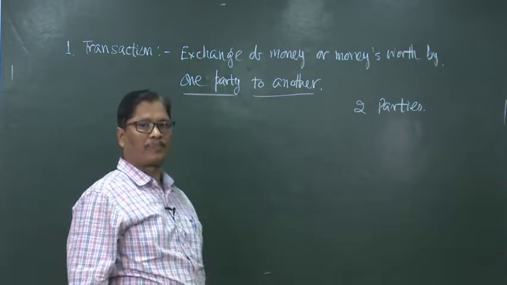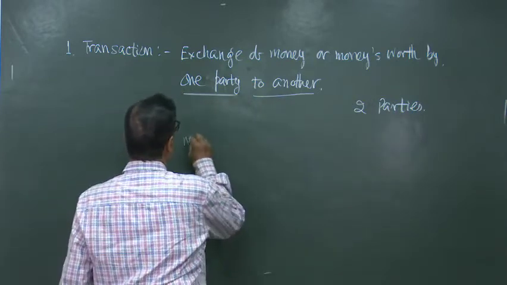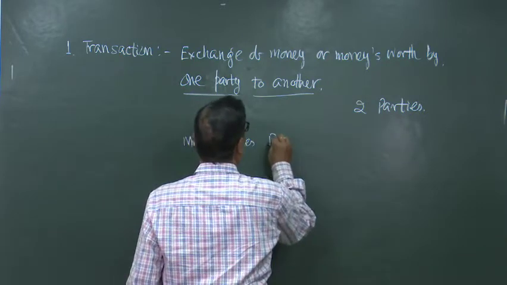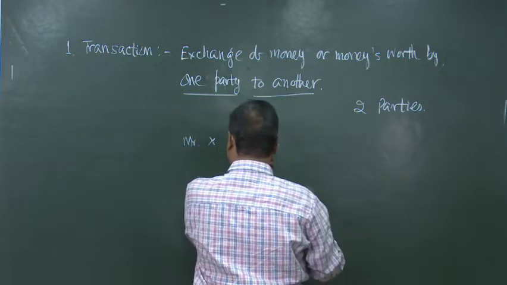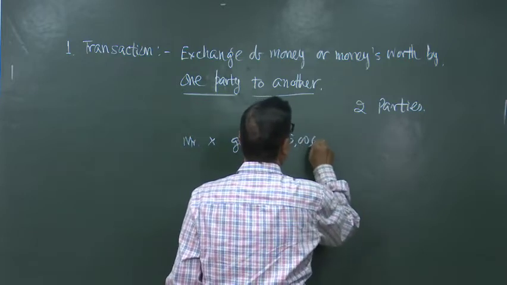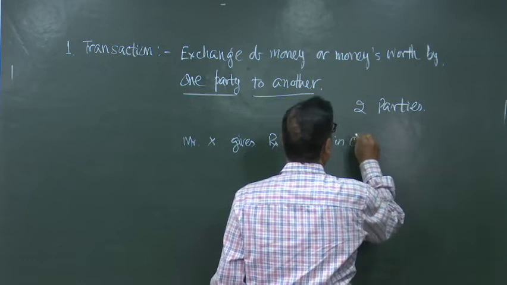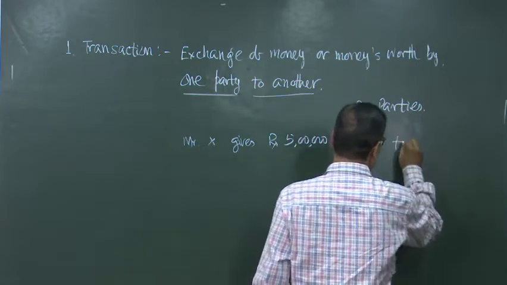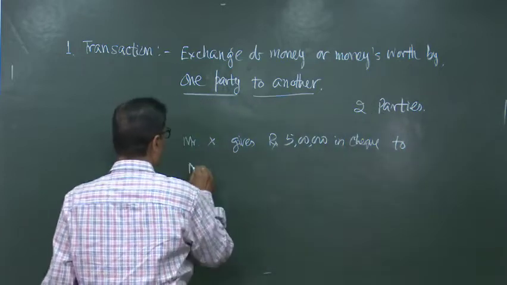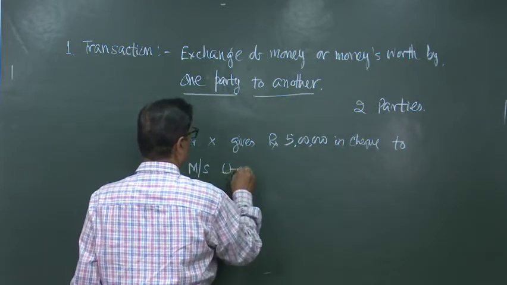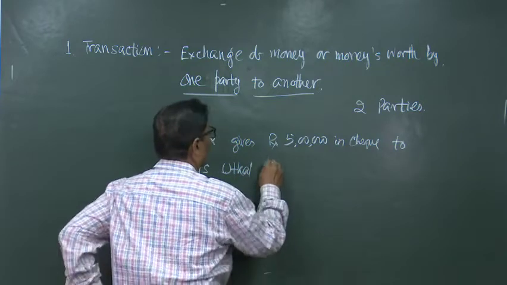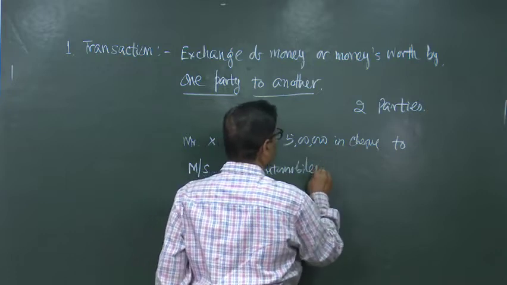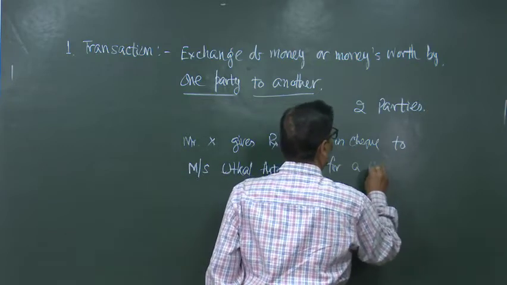Let us take an example. Mr. X gives rupees 5 lakh in check to Messrs. Utkal Automobiles for a car.